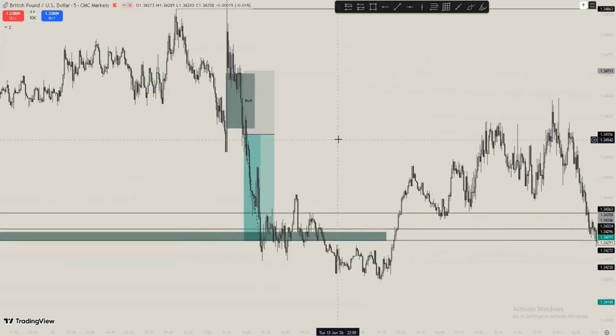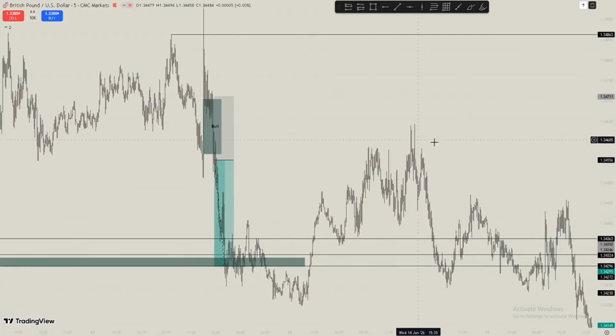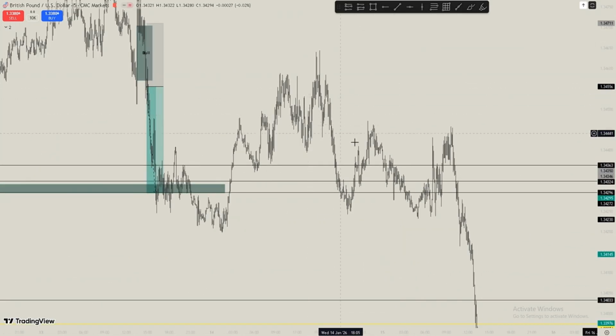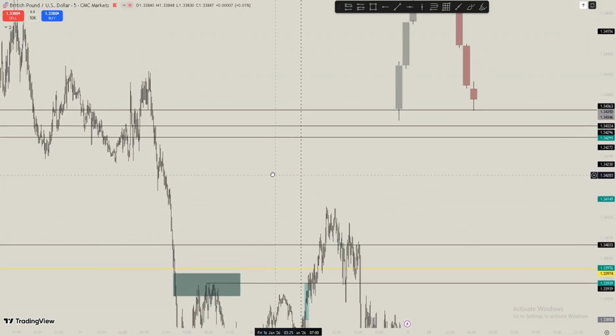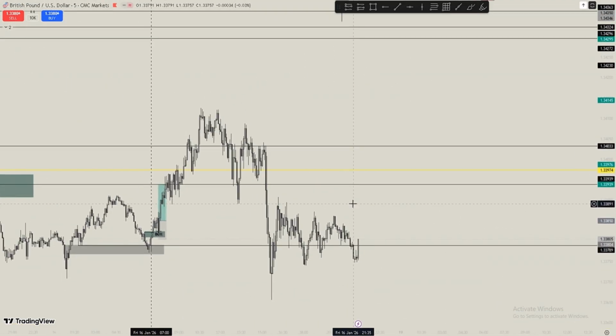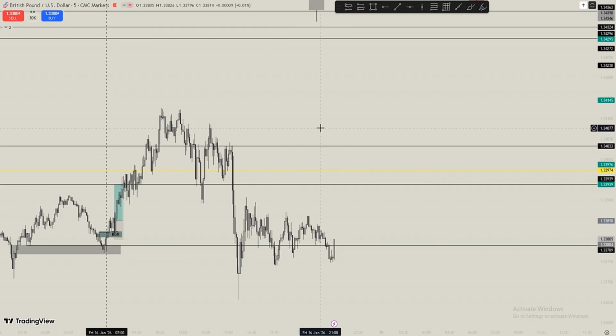So that was the series for fair value gap and inverse fair value gap, and I'm going to make another video for order blocks or liquidities or other stuff. I'm going to show everything I know and everything I use for daily trades.